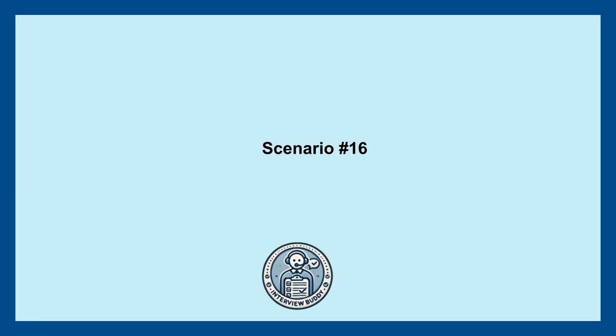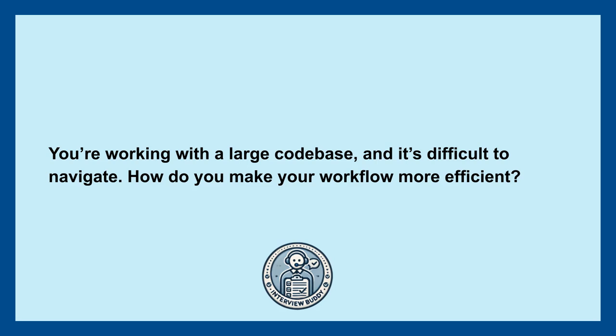Scenario number. You are working with a large codebase, and it's difficult to navigate. How do you make your workflow more efficient?